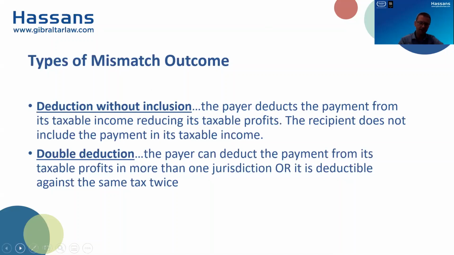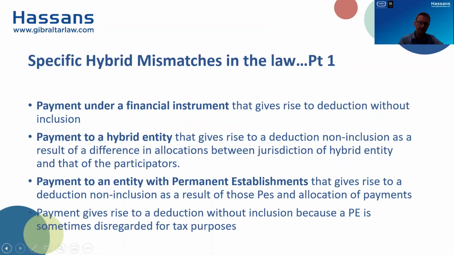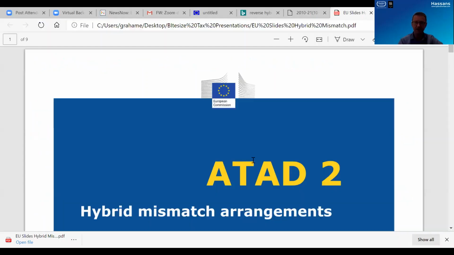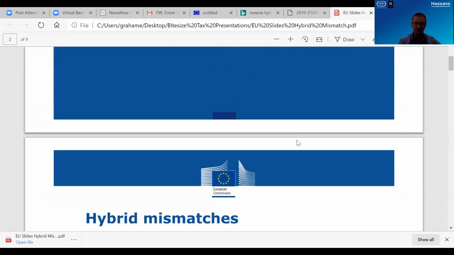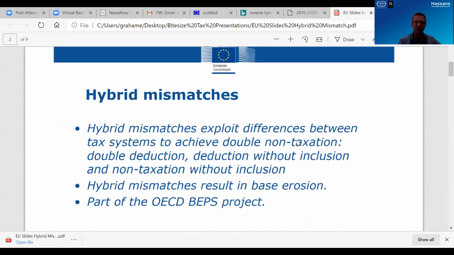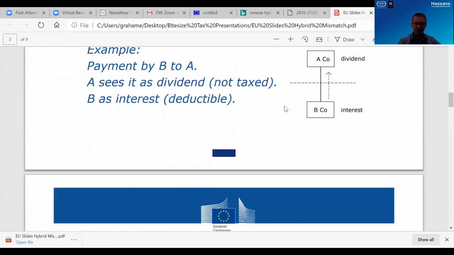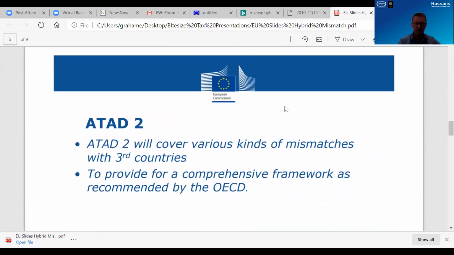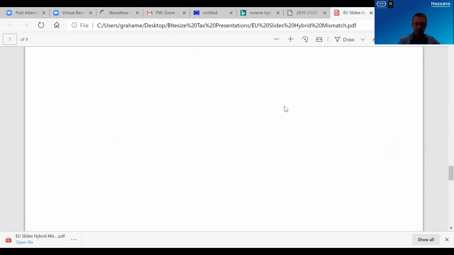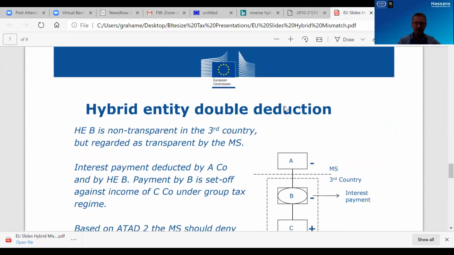And moving on to the next slide. So actually now would probably be a good time to look at these slides that I found from the EU. So as you'll know, you'll see that this is an EU Commission set of slides. Can everybody see that? So we have here an example of a hybrid entity double deduction.